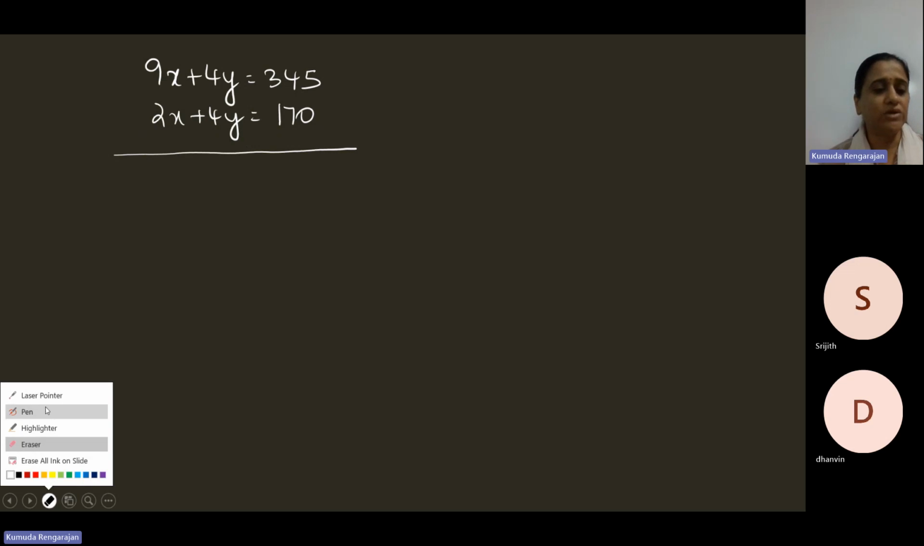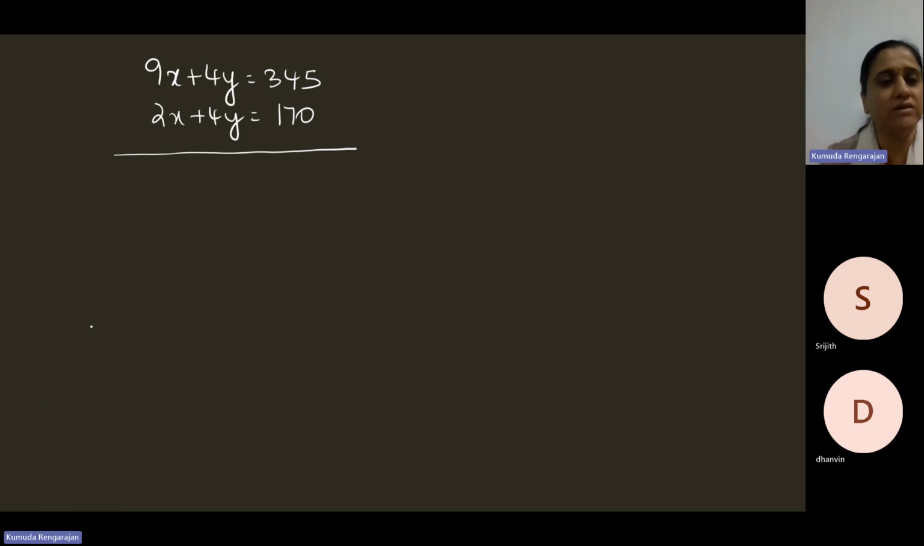Now let's write the equation. We have written the equations one below the other. Now what is 9x plus 2x? 11x. What is 4y plus 4y? 8y is equal to 345 plus 170? 515. No use. We are getting another equation in x and y.